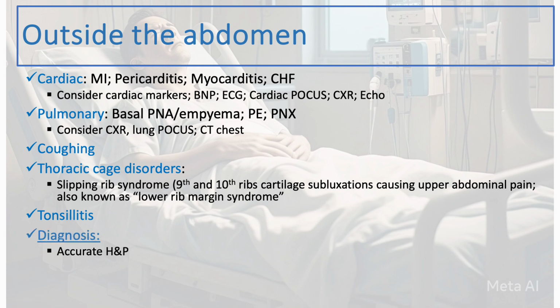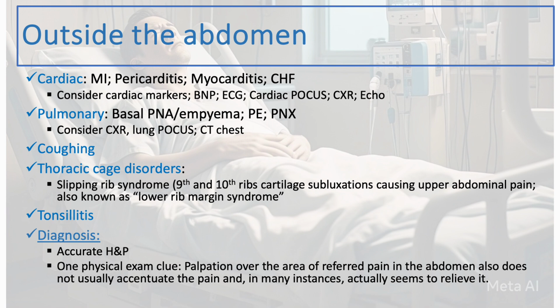So in general, again, history and exam are very important, especially if they're presenting with upper abdominal pain. One physical exam clue is palpation over the area of the referred pain in the abdomen, mostly the upper abdomen, right or left or epigastric. Usually palpation of that area does not accentuate the pain, doesn't make it worse. In many instances, it might even seem to relieve the pain.